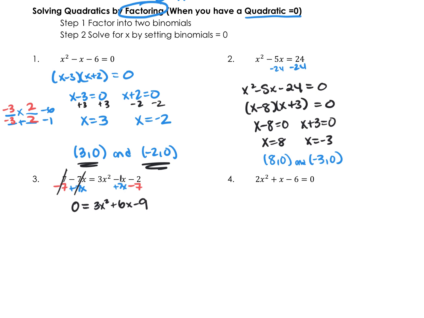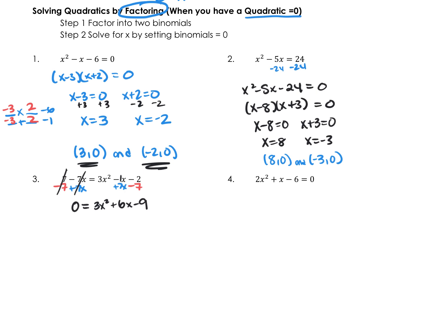Okay? Now we need to factor. But there's a problem with this one. Be careful. You cannot look for two numbers that multiply together to get -9 and add together to get 6. You cannot do that right now. Why not? There's a number in the front. Remember, when A is not 1, you cannot do that, right? So you have to use a different strategy.